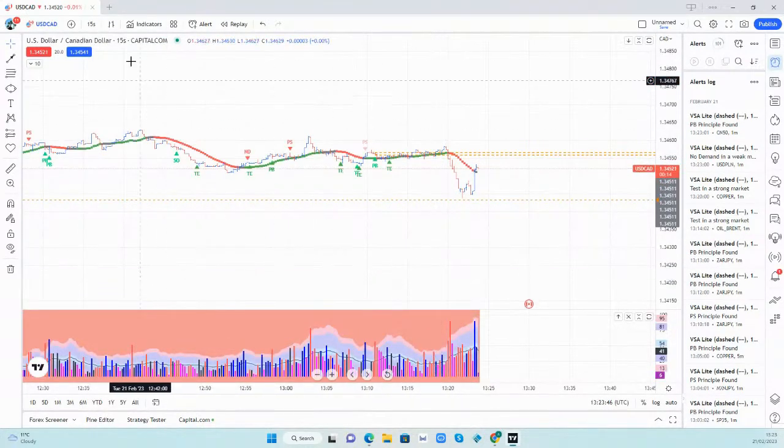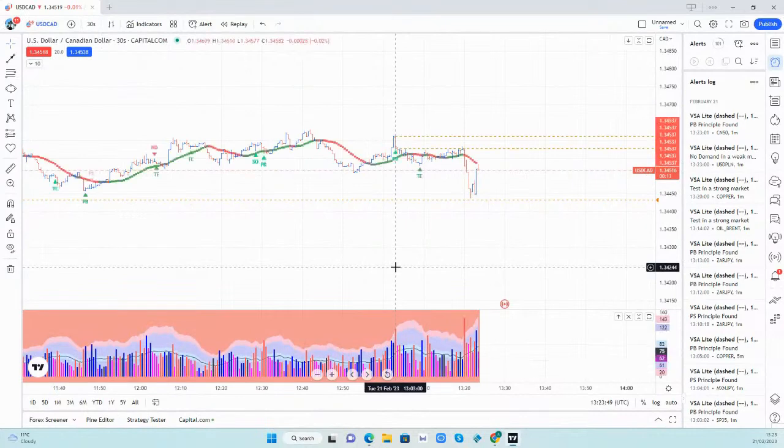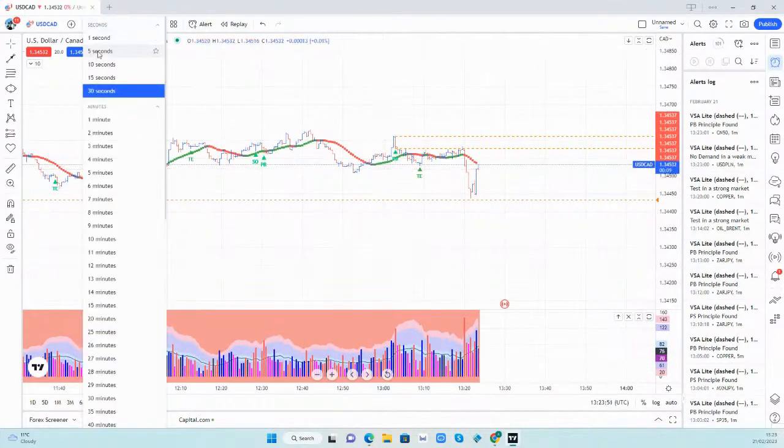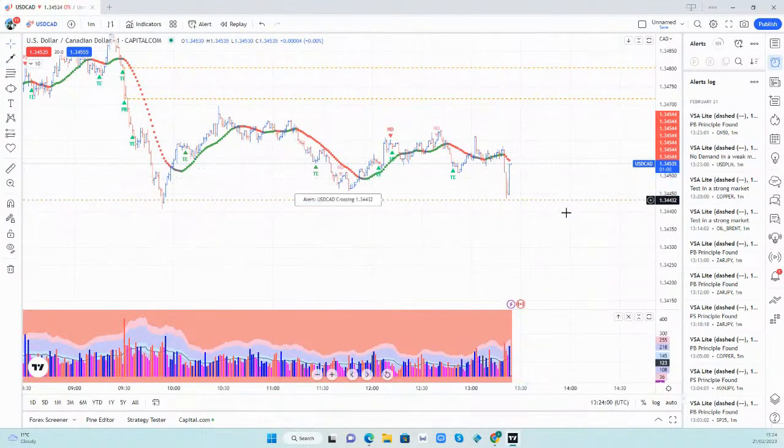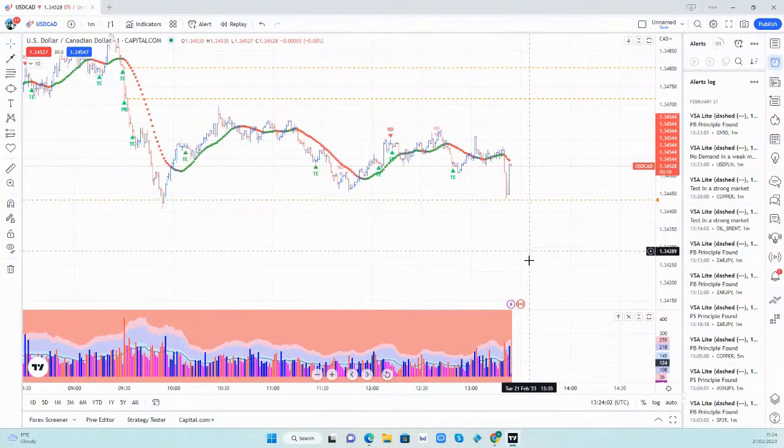15-second. 30-second. And 1 minute. Yeah, I'm quite happy with that. If it does come below that level and continuous weakness, then it's probably going to go lower.